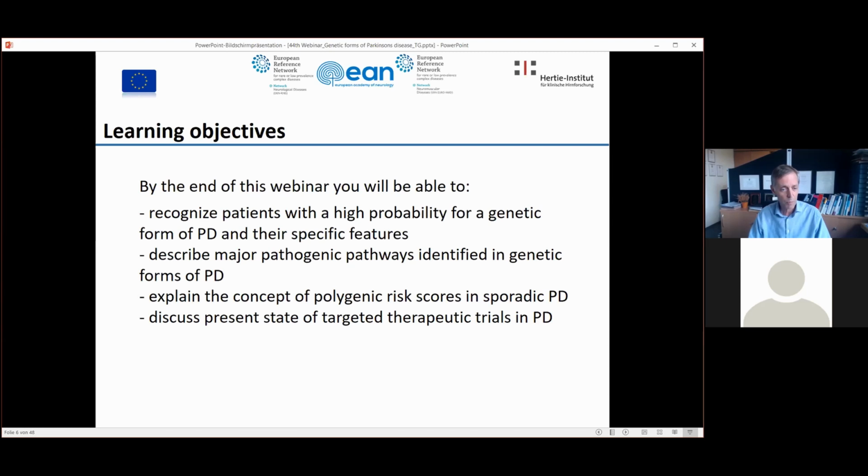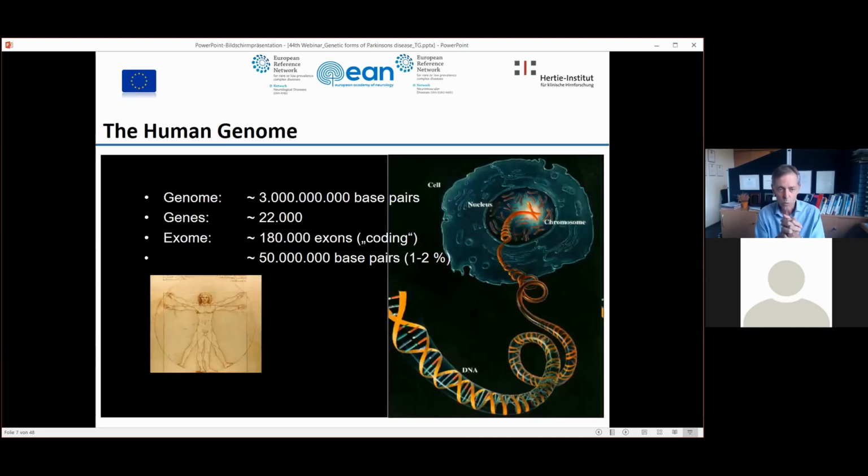You will also hopefully be able to describe the major pathogenic pathways that are involved, molecular pathways in the genetic forms, and also their role in sporadic disease. Explain the concept of a polygenic risk score in the sporadic disease, and discuss the current state of targeted therapeutic trials in Parkinson's disease based on these genetic findings. And as you know, you will be able to ask questions in the chat, and we'll discuss that at the end. So let's start with the genetic basis.